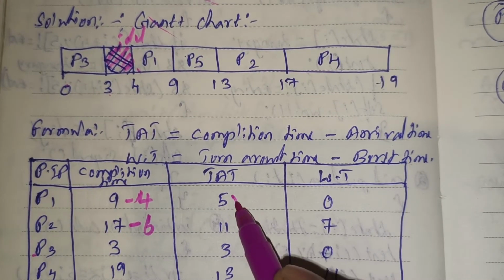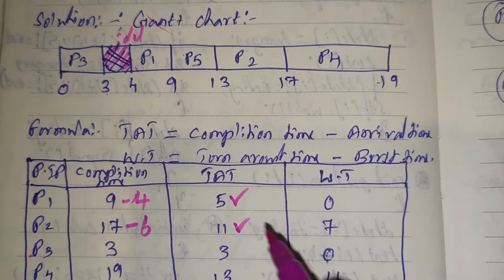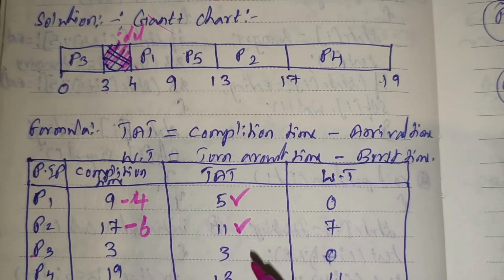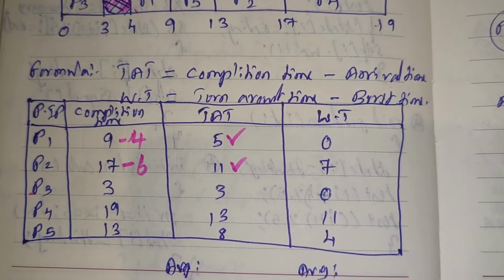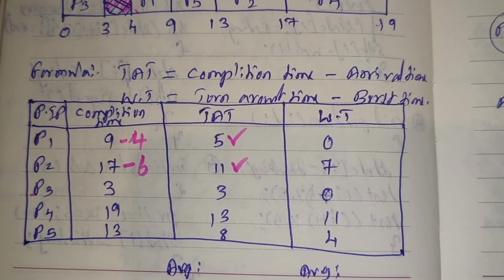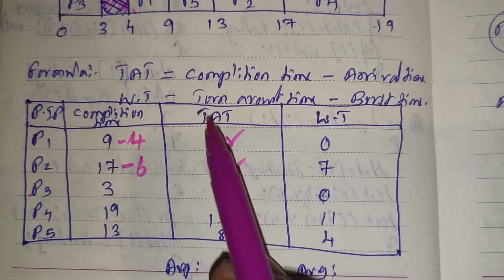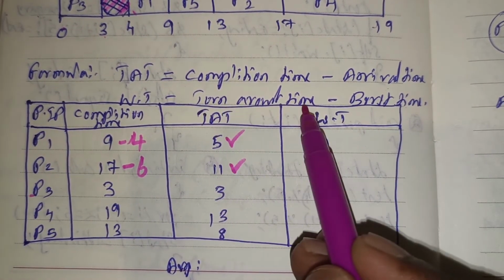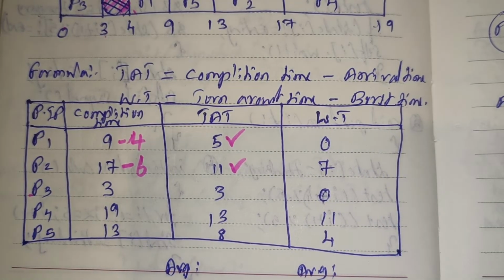So we found the turnaround time for process 1 and process 2. Respectively for P3, P4 and P5, you can find it, it's just a numerical subtraction. Now let me tell you how the waiting time is calculated. You have a formula: turnaround time minus burst time is called waiting time.